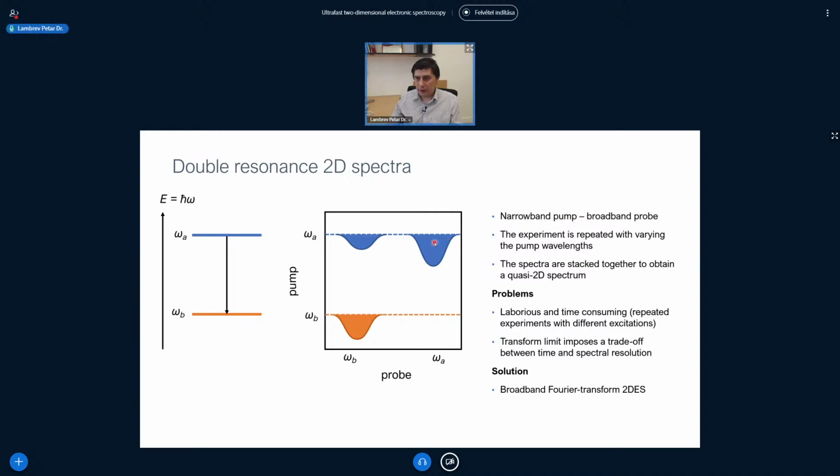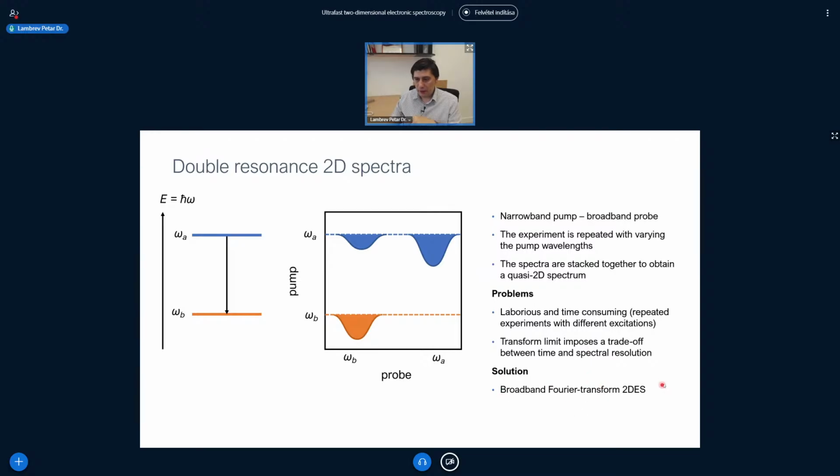The problem is that it's laborious, time-consuming, but an even bigger problem is that you hit what is called the transform limit. So the transform limit tells you that you cannot have infinitely short pulses that are also infinitely narrow in frequency. If you have a very short pulse, it has to be broad in frequency. So you have to compromise, a trade-off between high time resolution and high frequency resolution. So how do you avoid that?